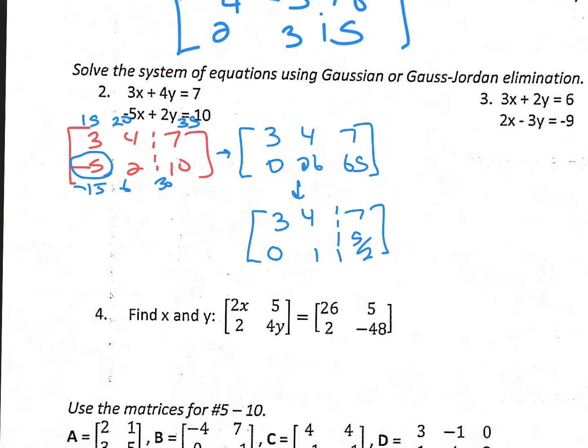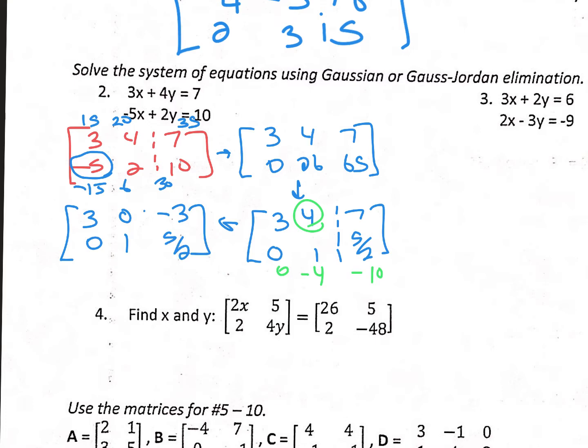Now I need to fix the top row, which means I need a 0 right there, so I'm going to multiply the whole bottom row by -4. 5 halves times -4 would be -10. And I'm going to add those green numbers to the top row, which is going to give me a 3, a 0, a -3, and a 0, 1, and a 5 halves.